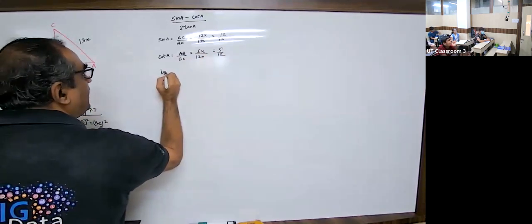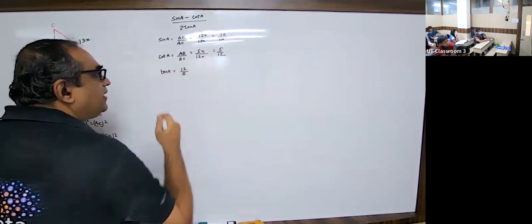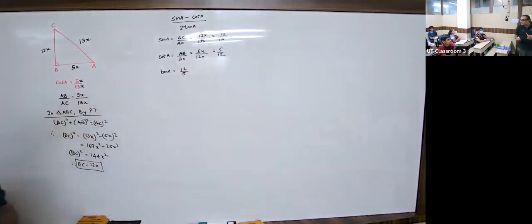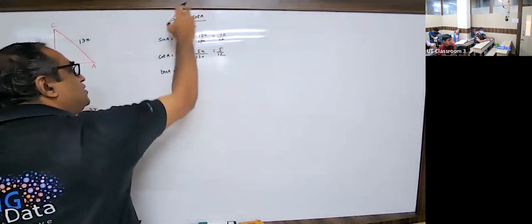Then I want tan A. Tan A is a reciprocal of cot A. I can directly write this 12 by 5. Are you kidding? Last time I had a formula given. I had told you that tan and cot are reciprocals. So now I have got these three values.